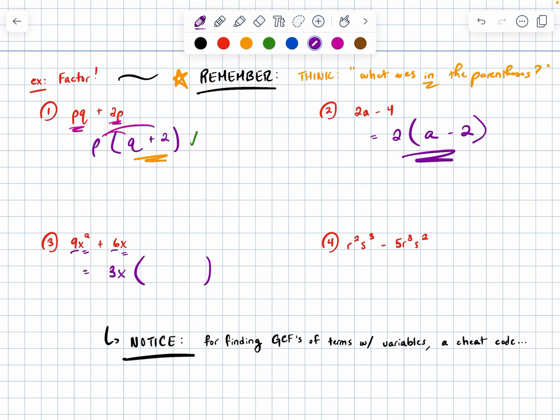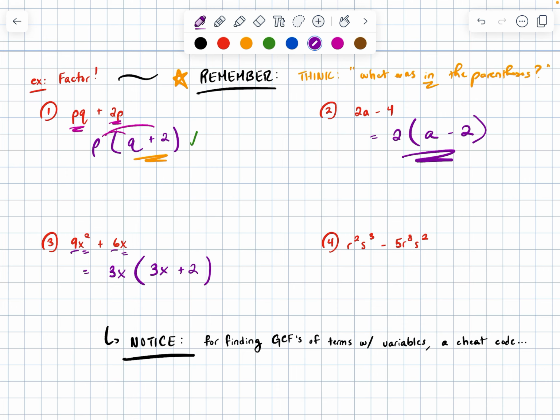Well, to get from 3x to 9x squared, I need to multiply 3 by 3 to get 9. And I need to multiply x by x to get x squared. To get from 3x to positive 6x, well, that just needs to be 3x times positive 2. If you don't believe me, do your math. Make sure that you believe that these are equivalent statements before we move on.